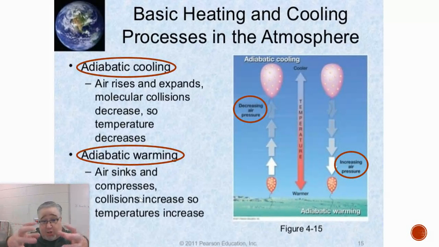That means it gets squeezed by the air pressure around it. The collisions increase and the temperature goes up. So I want us to be able to contrast these two processes, adiabatic cooling and adiabatic warming. And it kind of goes along with hot air rising and cold air sinking, but I want us to know a little bit more than just that. And if you understand these terms of what's happening to that balloon, then you should be fine.